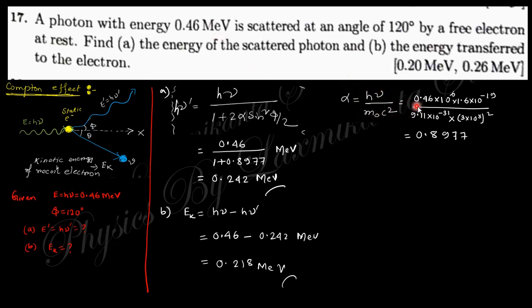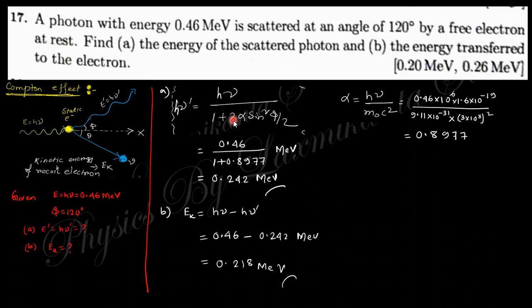H nu is given there, 0.46 mega electron volt, mega is 10 to the power 6, electron volt to joule is 1.6 times 10 to the minus 19. That is the charge of the electron, multiplied to electron volt, converted to the joule. And the mass of the electron is 9.11 times 10 to the minus 31 kg, and c is 3 into 10 to the power 8 meter per second. That is the speed of light in free space. So if you put all these values, you will get the value of alpha equal to like that.